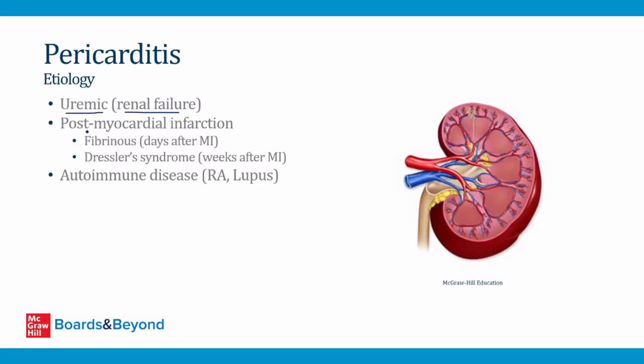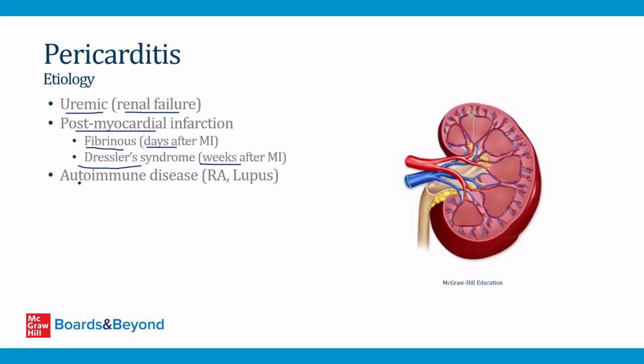There are 2 forms of pericarditis that can occur after a myocardial infarction. I talk about these in the videos on coronary artery disease, but fibrinous pericarditis is a form of pericarditis that occurs a few days after myocardial infarction. Basically, the ischemic tissue that's inflamed and damaged, that process spreads to the pericardium, causing pericarditis. The second type of post-myocardial infarction pericarditis is called Dressler syndrome. This occurs weeks after a myocardial infarction. We don't know what causes it, but it's an autoimmune process.